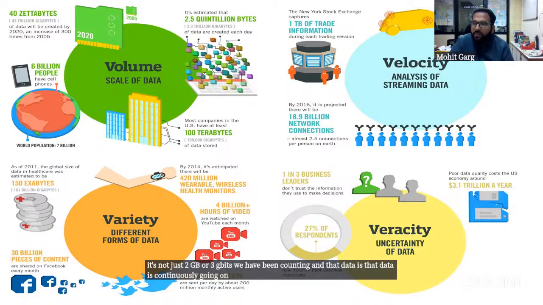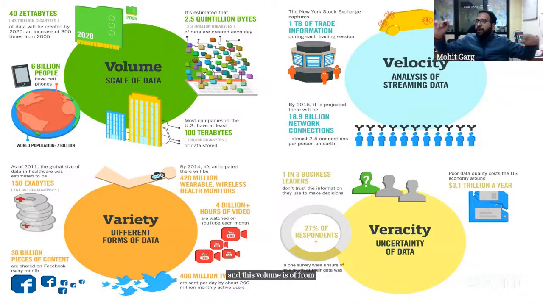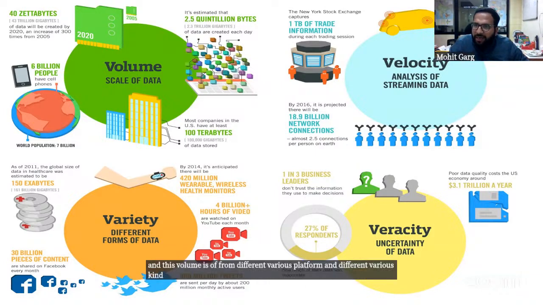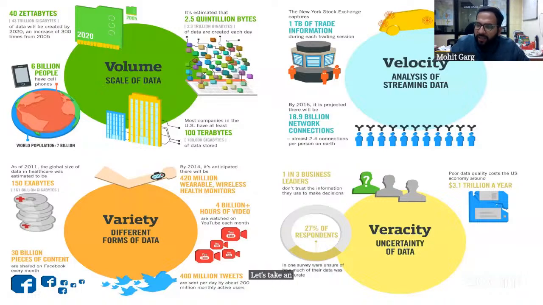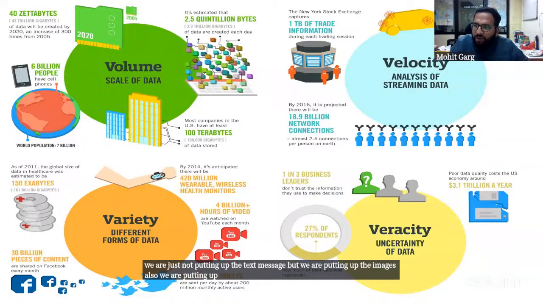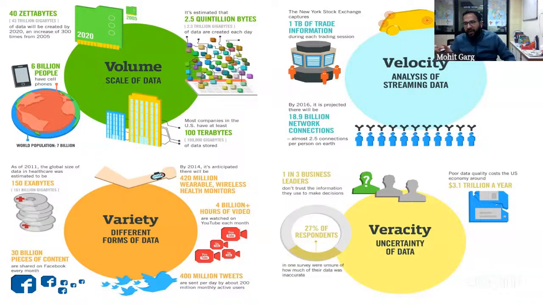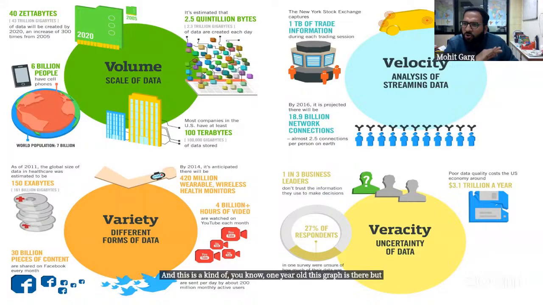And this volume comes from various platforms and in various formats. Let's take an example. If we are sharing data on Facebook, we are not just putting up a text message, but also images, and the latitude, longitude and location as well. So that kind of volume of data is going on, and different streams are there. This graph is one year old, but data is growing at that speed.